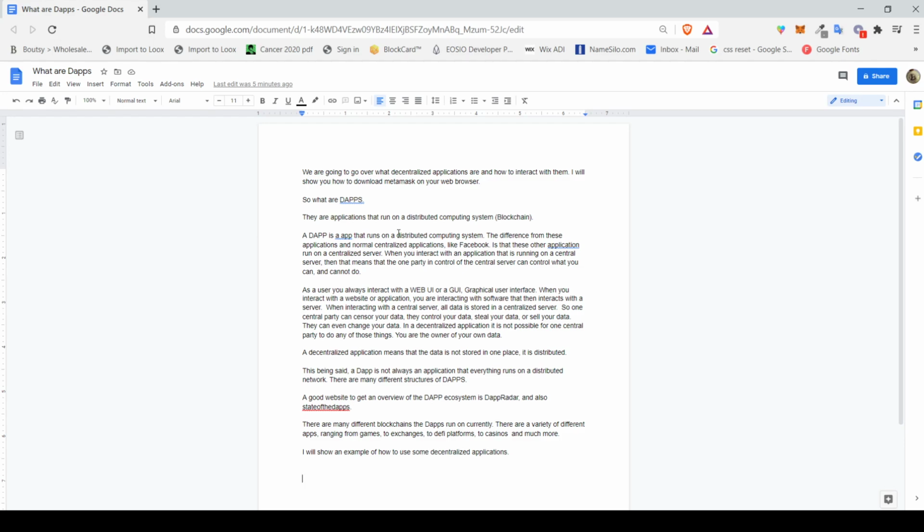In a decentralized application, it is not possible for one central party to do any of those things. You are the owner of your own data. So a decentralized application means that the data is not stored in one place, it is completely distributed. This being said, a dApp is not always an application where everything runs on a distributed network. There are many different structures of dApps.